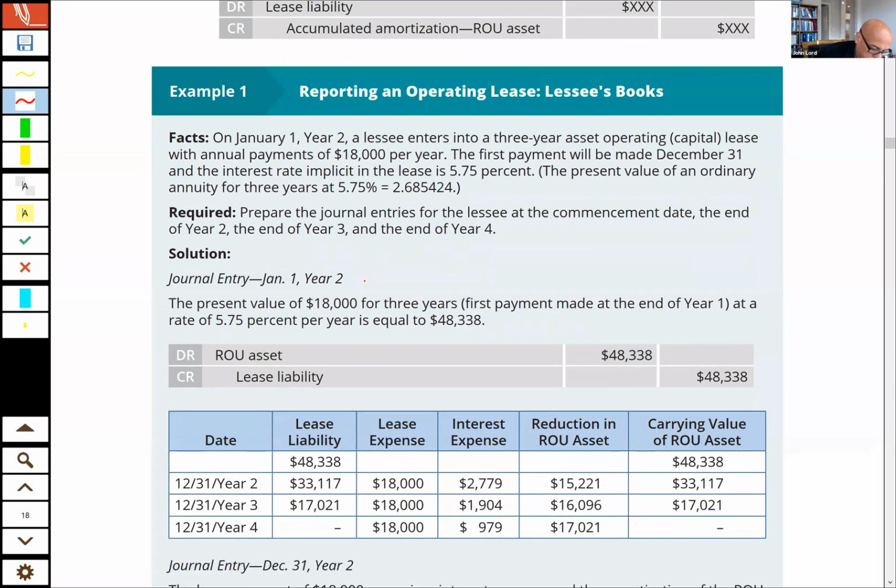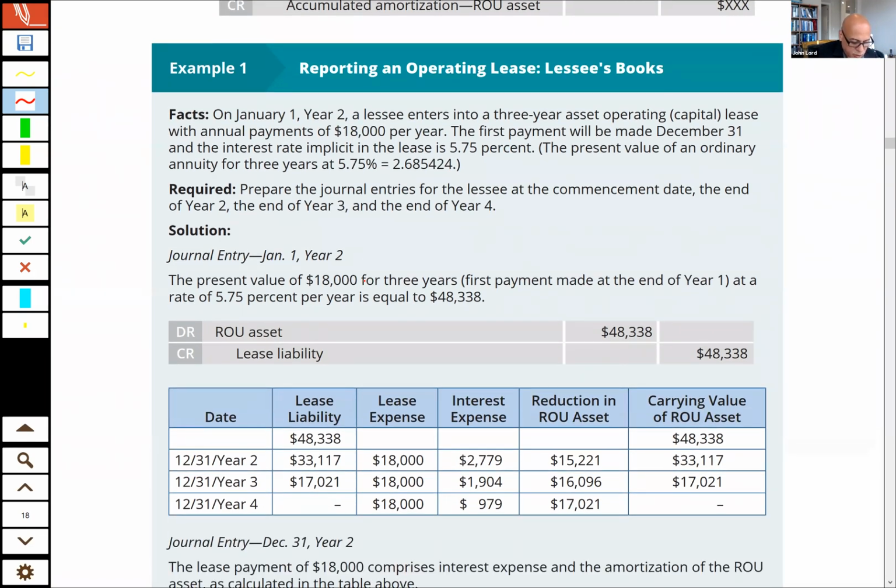And we say on January 1st, year 2, lessee enters into a 3-year operating lease with annual payments of $18,000 per year. The first payment will be made December 31st. And the interest rate implicit in the lease is 5.75%. The present value of the ordinary annuity for 3 years is 2.685, etc., right? And then they say prepare the journal entry for the lease at the commencement date, the end of year 2, end of year 3, end of year 4.